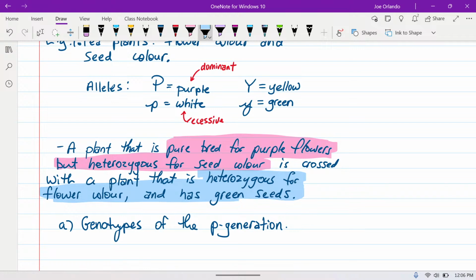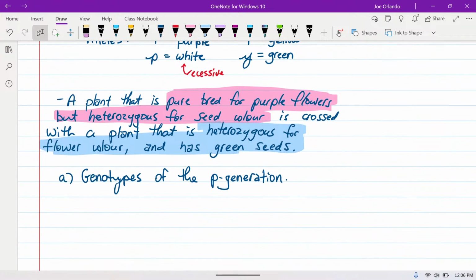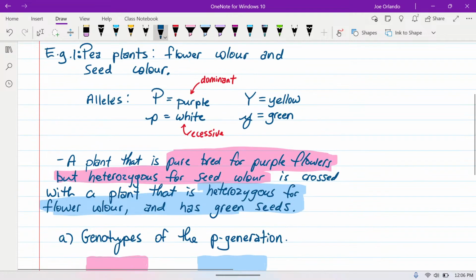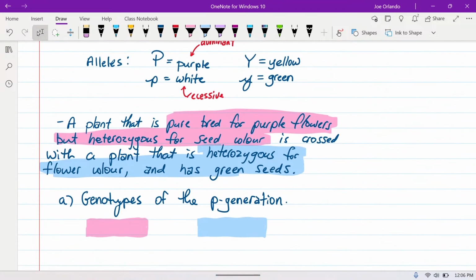Sorry? Yeah, and we haven't done this before, but that's okay. I want to see what you come up with, and then we'll talk about it. So we want to talk about the first parent, and we want to talk about the second parent. Okay, the first parent. Tell me about the genotype for flower color.